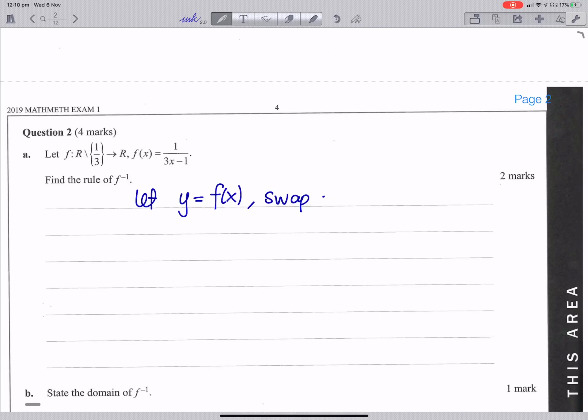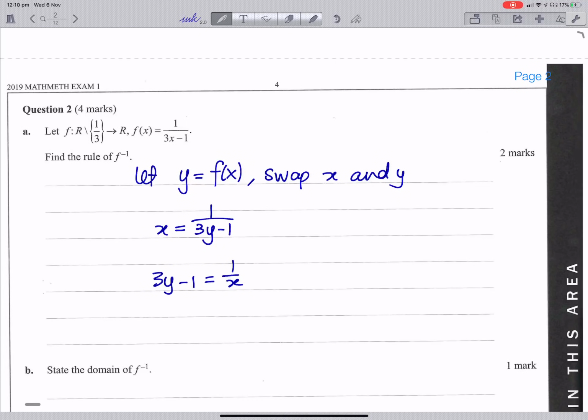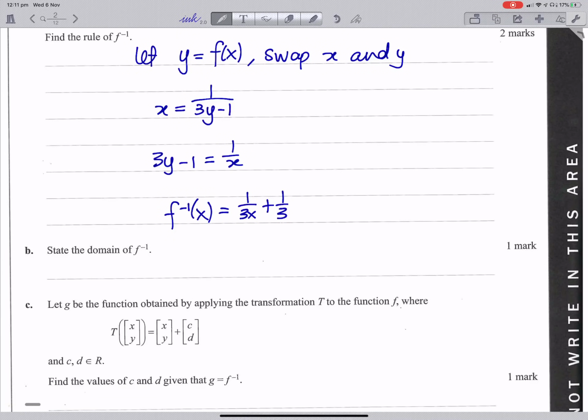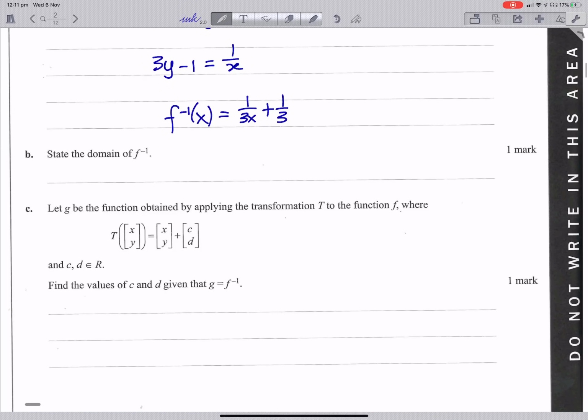Swap x and y. So we get x is equal to 1 on 3y minus 1. Sorry, I didn't swap them. When we switch these, we get 3y minus 1 is equal to 1 on x. And then we get f inverse of x is equal to 1 on 3x, that's going to become plus 1, and then I've got to divide it by 3. So plus 1/3. And of course, our domain, well, we can have any real number except for 0.